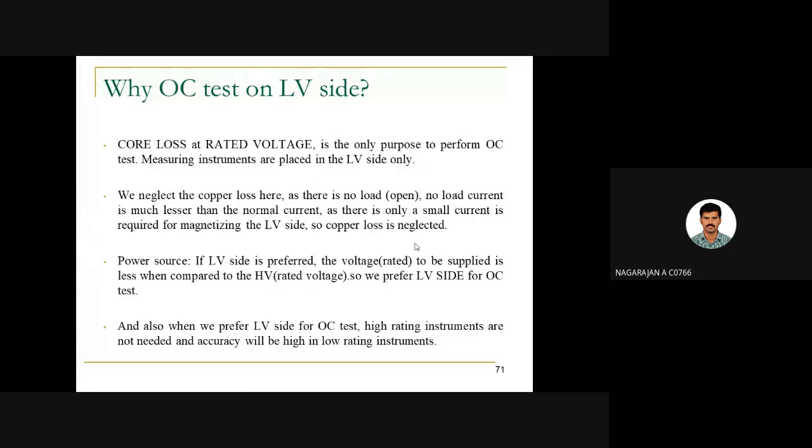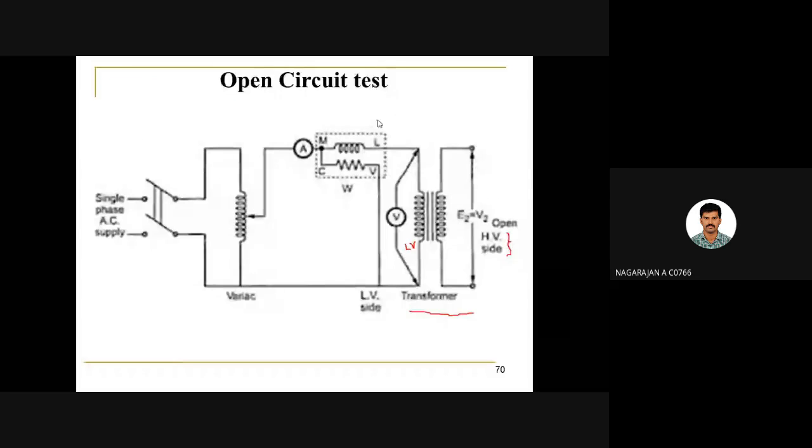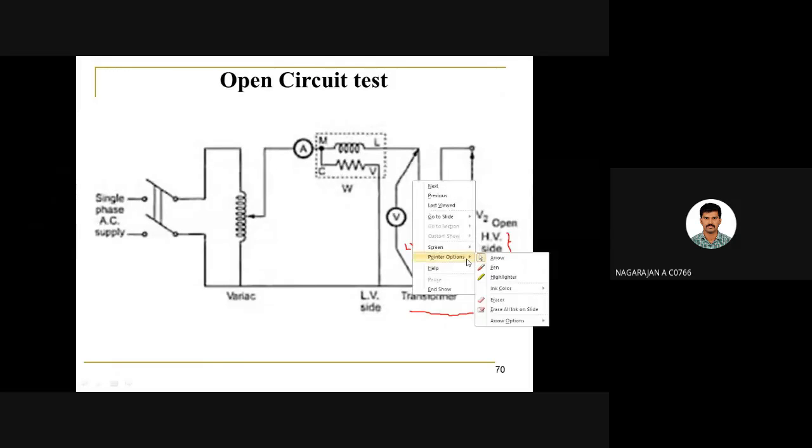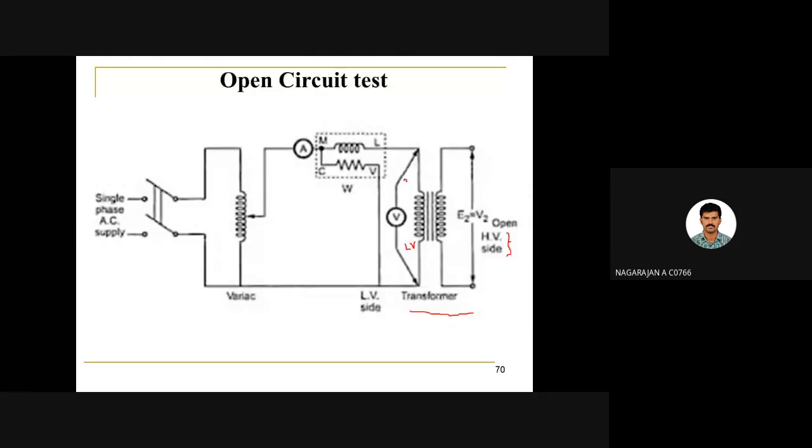From the open circuit test, we are identifying the core loss of a transformer at the rated voltage. For example, look at this transformer. Say it is a 200 volt and 2000 volt transformer. Don't always stick with these values. The rating may vary based on the size and design of the transformer. I have given this as an example.